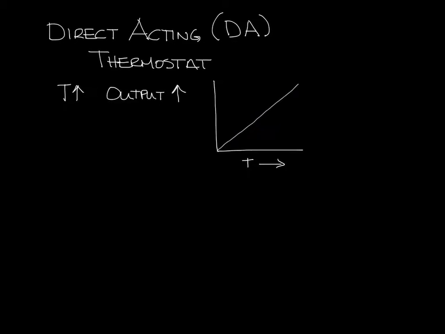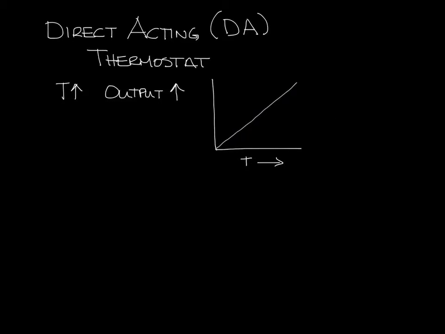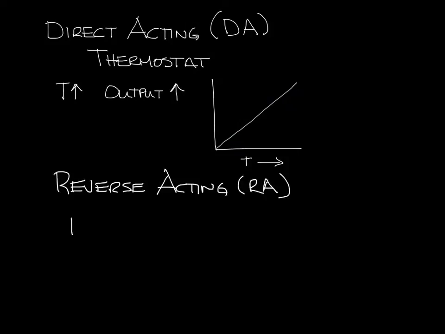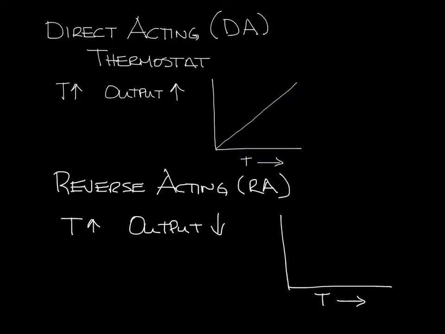Let's make a little room here. In a reverse acting thermostat, when the room temperature increases, the thermostat output decreases. And that looks something like this. Again, temperature rises across the bottom, and the thermostat output is reduced as the temperature rises. Now let's scoot this over for a minute and talk about controllers.